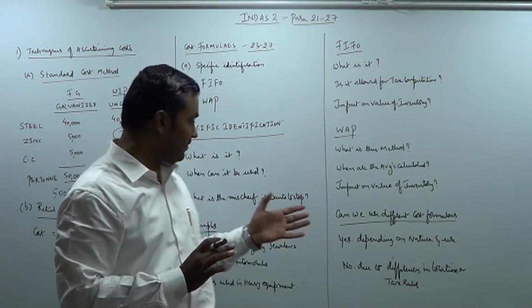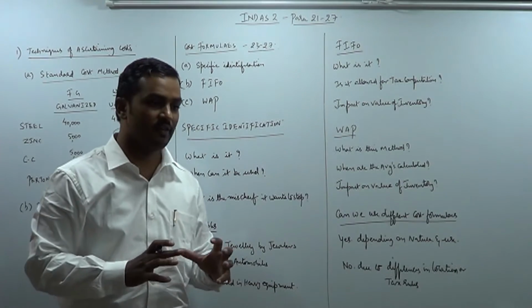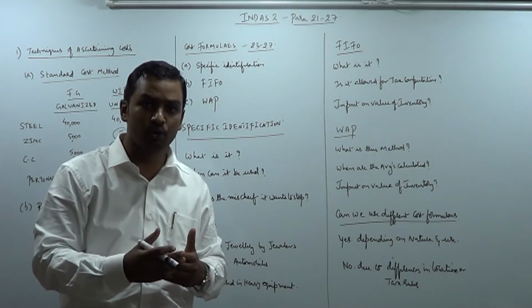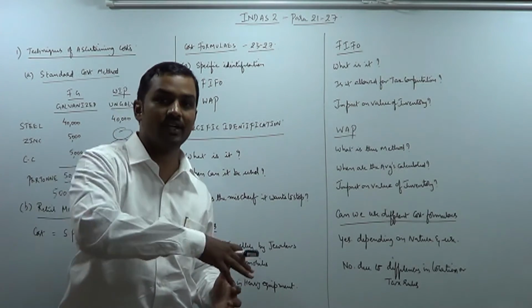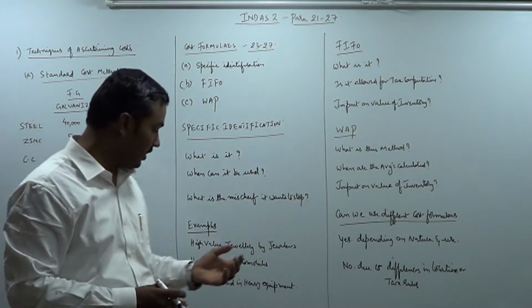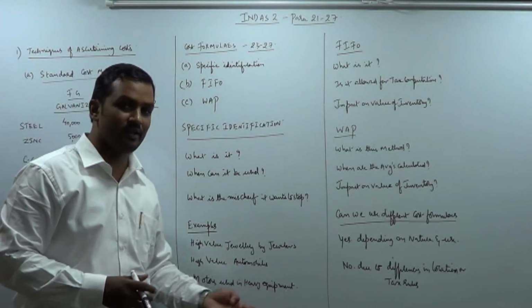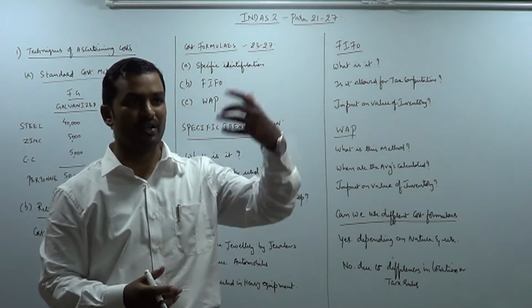So specific identification method is used when there are small number of goods but they are of very high value, the goods are not interchangeable, they are not similar, then we are going to adopt the specific identification method. One more example, motors used in heavy equipment. Suppose there is a company which is manufacturing heavy equipment.